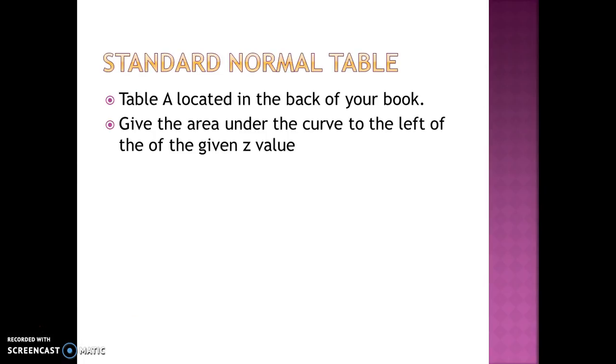The standard normal table is Table A, located in the back of your book, and it gives the area under the curve to the left of the given z value. Oh, I said a word twice, sorry about that. The normal table helps us because a value is not always going to fall exactly 1, 2, or 3 standard deviations away from the mean. So Table A helps you figure out how much area is underneath the curve at a particular z-score.